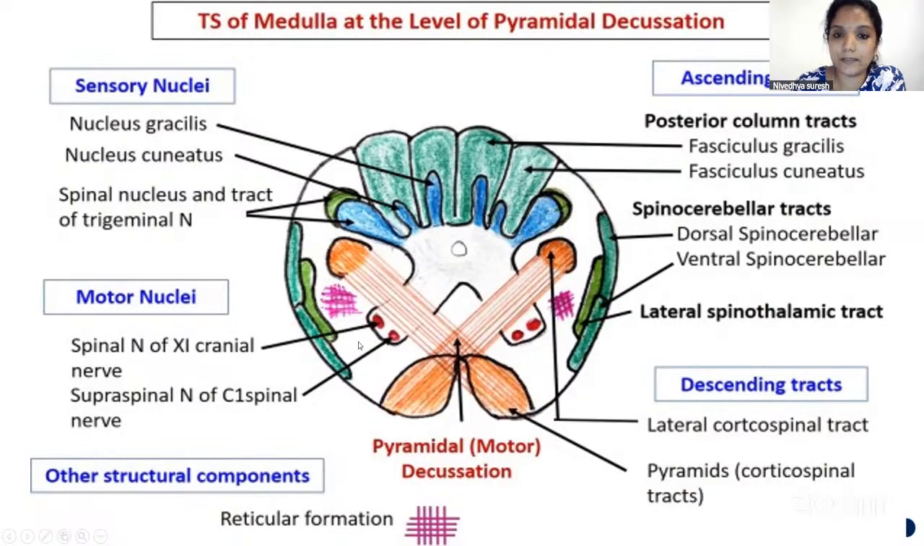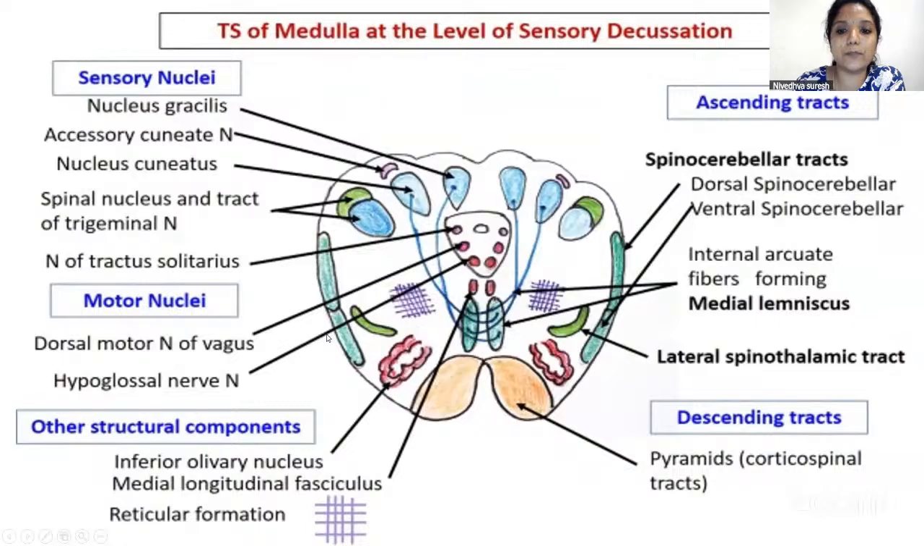Okay. Then at the sensory decussation, the formation of the medial lemniscus is very important. That is formed from the second order neurons emerging from the nucleus gracilis and nucleus cuneatus, which cross each other to form the medial lemniscus, and above this is the MLF, and a few nuclei are situated inside this also. And see, this is the gray matter. It houses the nucleus of the tractus solitarius, the vagus nerve nucleus, and the nucleus of the hypoglossal nerve. And this is the central canal.